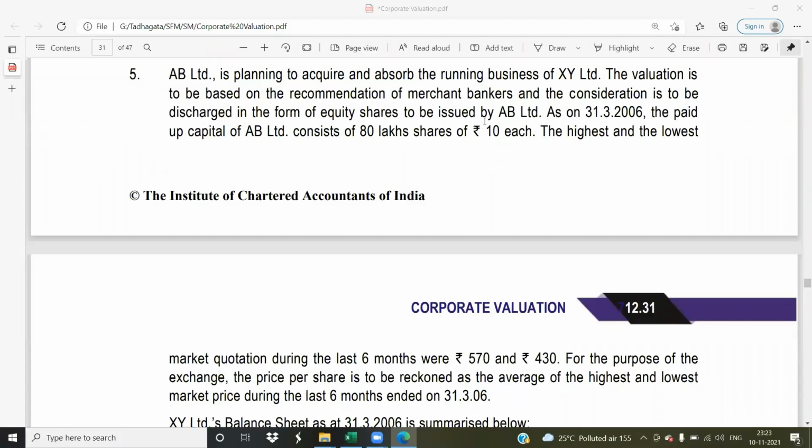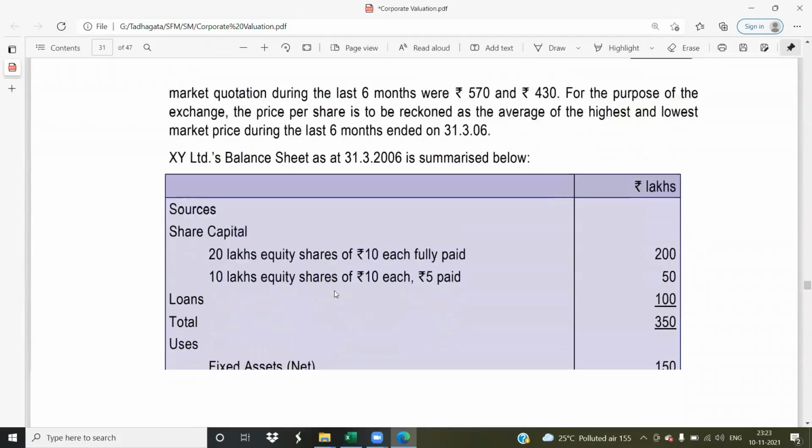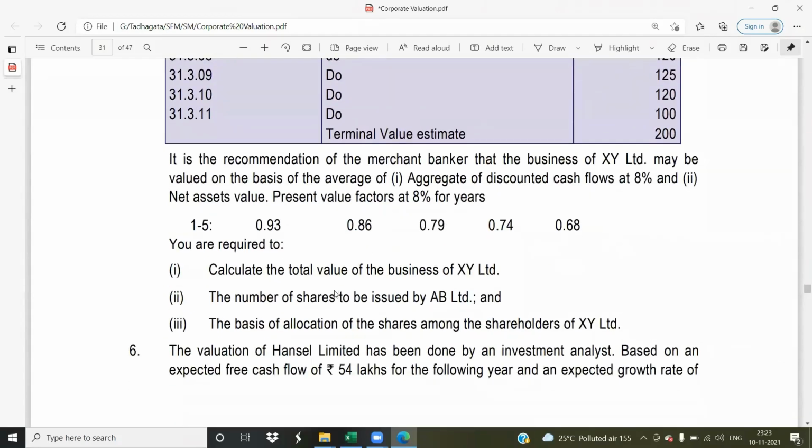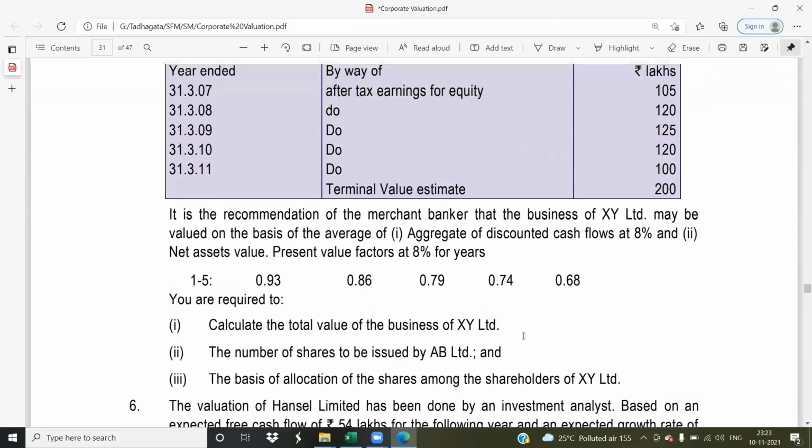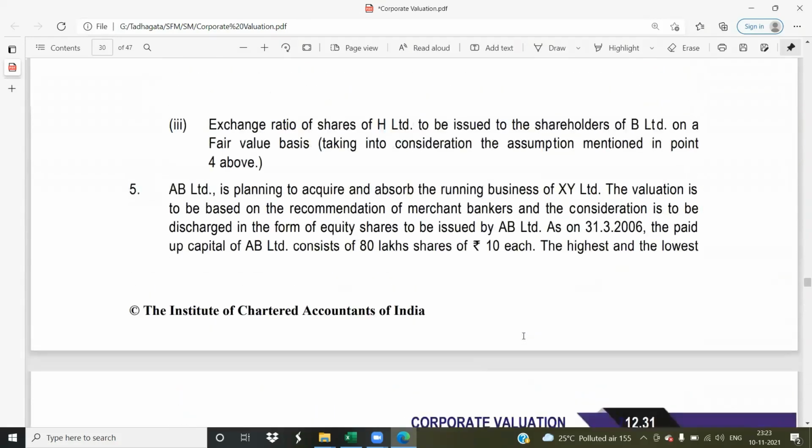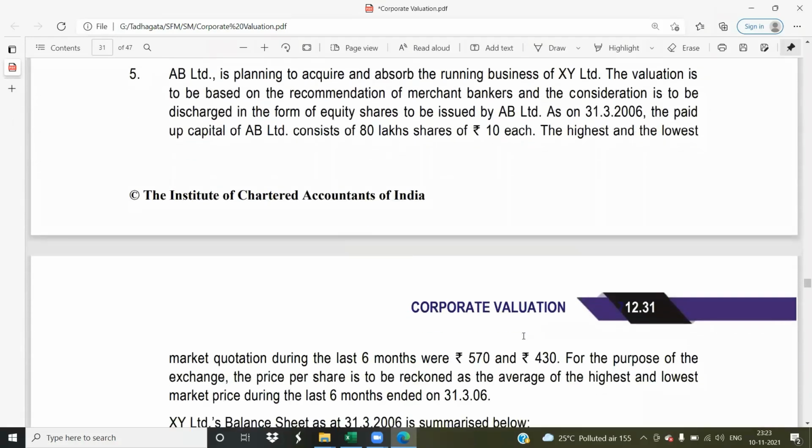Now let's do problem number 5. So what is asked in the question? Calculate the total value of business of XY Limited, the number of shares to be issued by AB Limited, and the basis of allocation of shares among shareholders of XY Limited. Okay, so what is the scenario here? See, AB Limited is planning to acquire and absorb the running business of XY Limited. The valuation is to be based on recommendation of merchant bankers, and the consideration is to be discharged in the form of equity shares to be issued by AB Limited.